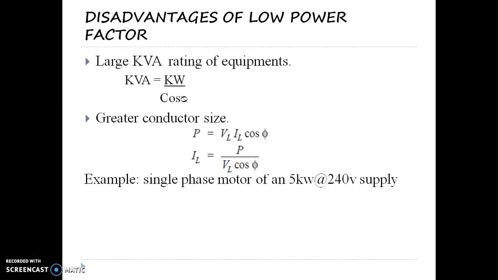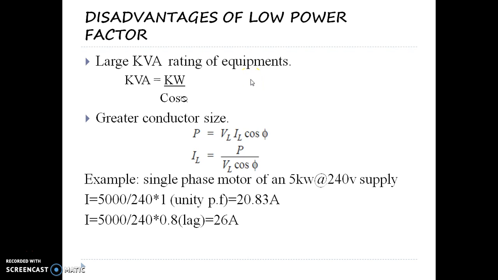A single phase 5 kilowatt motor is connected to a supply of 240 volt. Then the motor takes the current. Suppose the power factor is unity, then the motor draws a current of 20.83 amps. If the power factor is 0.8 lagging, then the motor takes a current of 26 amps. From this we can clearly understand if the power factor is less, the current drawn by the load is high. If the power factor is high, the current drawn by the load will be reduced.